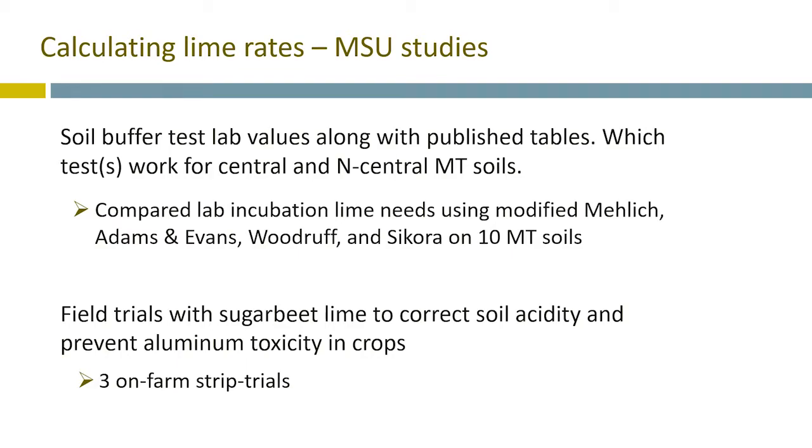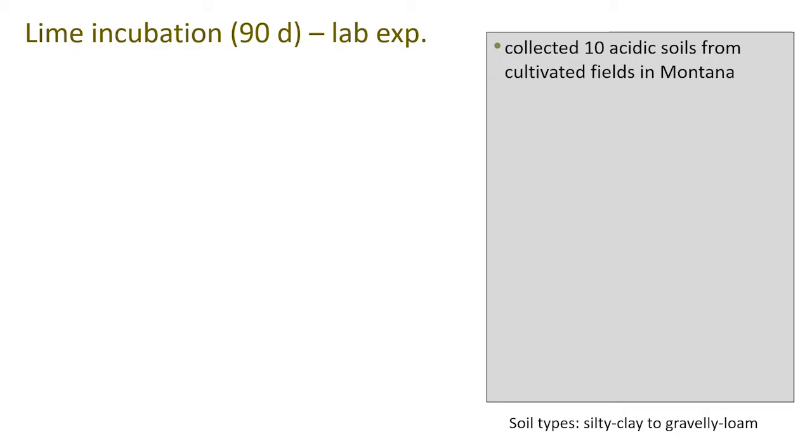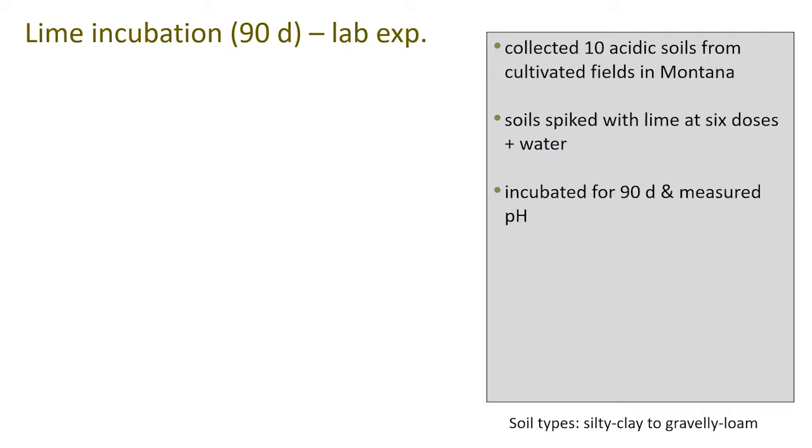Three on-farm strip trials in all. I'm going to show the results of both those incubation studies and the field trials. The incubation trials are done by taking these soils, putting them in a soil water slurry, spiking them with lime at 6 doses plus water, and then incubating those soil water slurries for 90 days and measuring pH for those different lime rates.